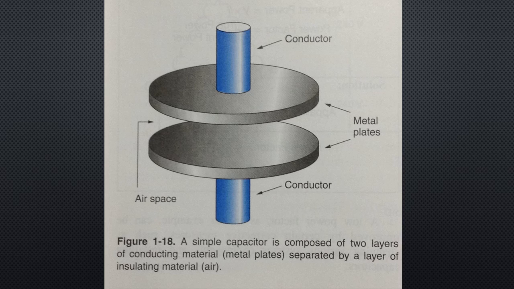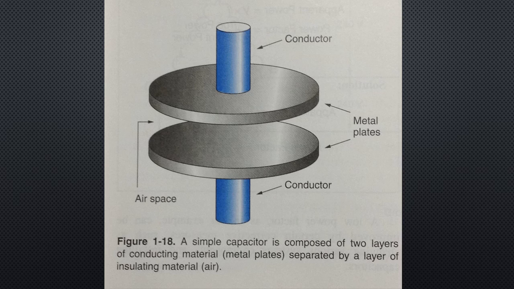The unit of measure of capacitance is the farad, represented by capital F. Capacitive reactance, represented by XC, is the opposition to the flow of current due to the capacitance of the circuit. It is measured in ohms, just as is inductance and resistance.